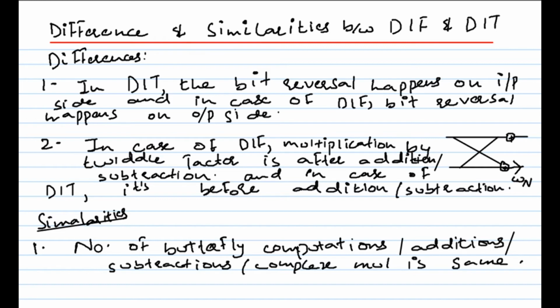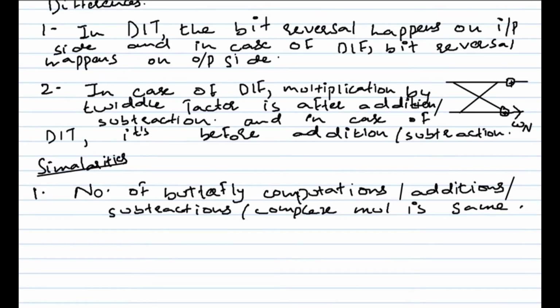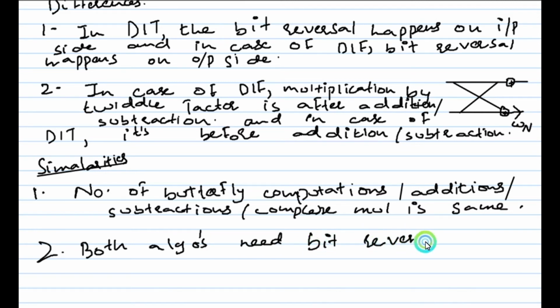And the second thing is both algorithms need bit reversal at some point, right? So this is it. These are the similarities and differences between the decimation in frequency algorithm and the decimation in time algorithm.